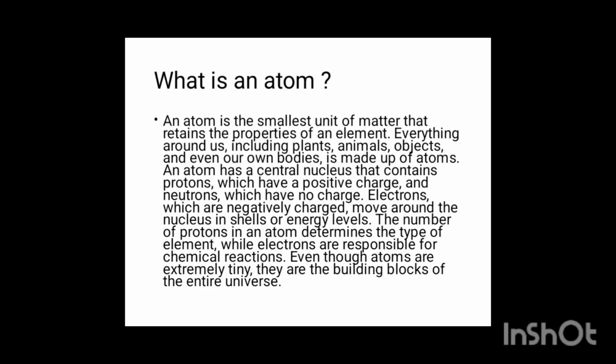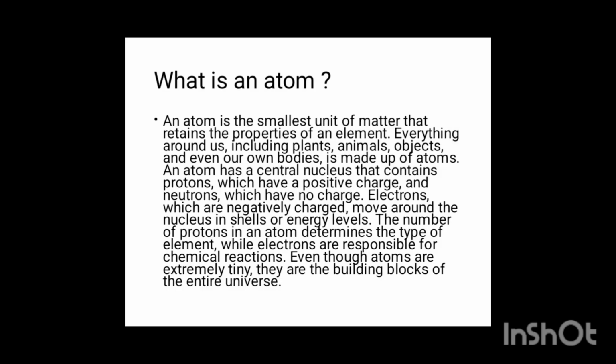Now, the number of protons in an atom determines the type of element. If I talk about hydrogen, it has atomic number 1. It is the first element, its atomic number is 1, its proton number is 1, and its electron number is also going to be 1. So the identity of an atom is basically the proton number, because elements are placed in the order of increasing atomic number.